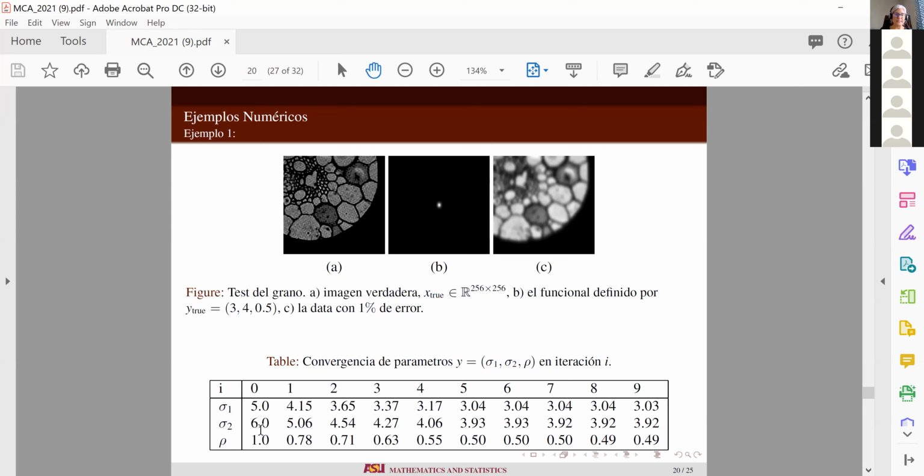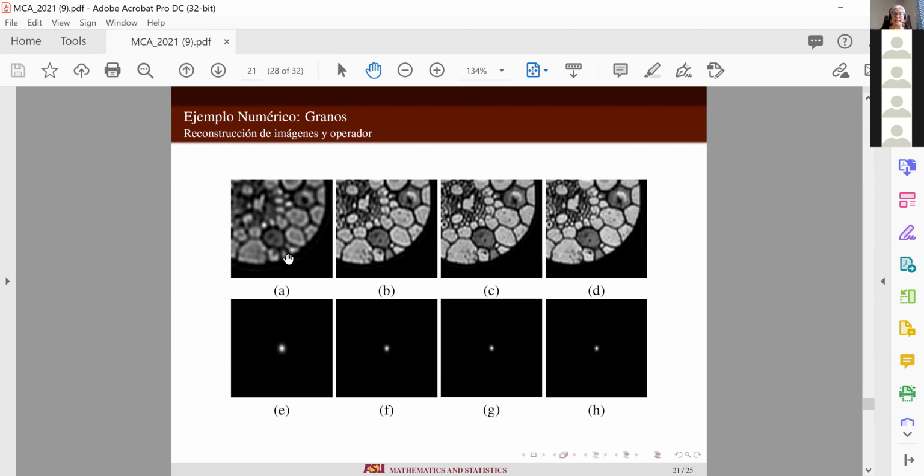And here we have some results already, and we can see that we have to give initial guesses to start this whole process. So we gave some initial guesses for the parameters in the blurring operator, and then we see that they are converging to the real values, which are 3, 4, and 0.5. Okay, so that's good. More pictures to show that the method starts iterating and the image improves. And the same with the blur.